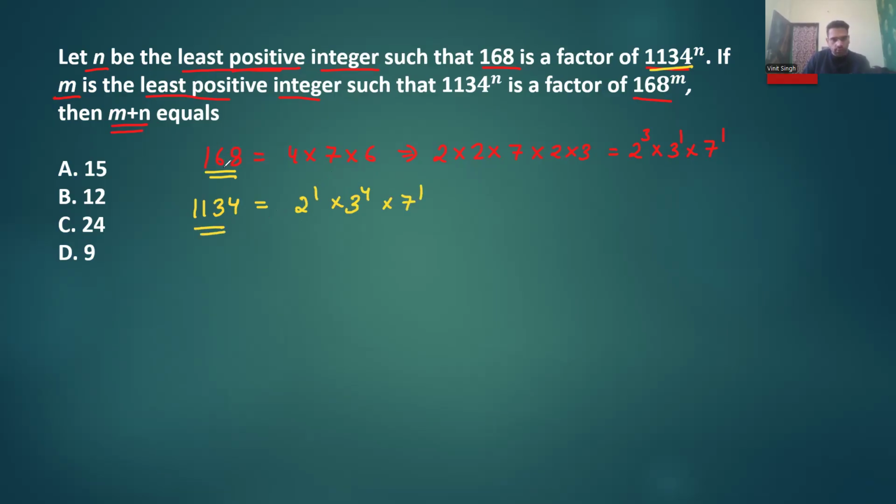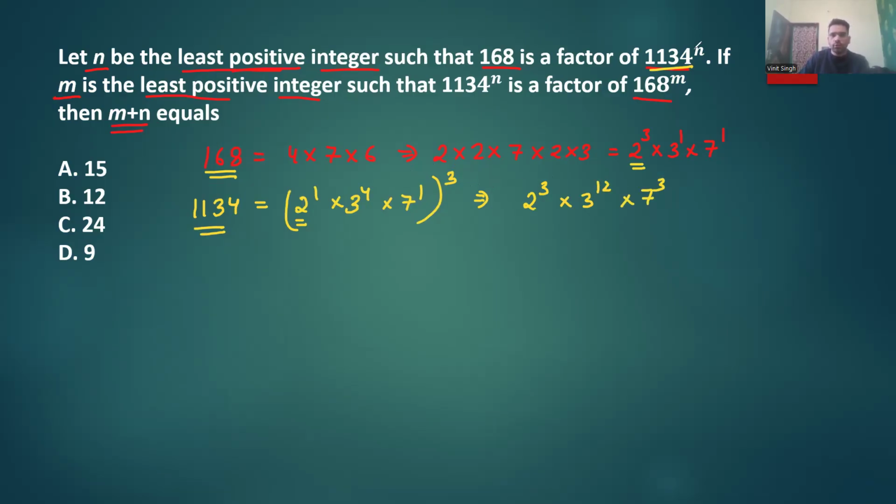Now 168 can divide the number 1134. But the power of 2 in 168 is 3, while here the power of 2 is 1. So we have to make the power 3, then it is divisible by 168. Otherwise, we can't divide 1134 by 168. If the number is divisible by 168, then the power of 2 must be at least 3. So we will cube it. So it becomes 2 power 3 into 3 power 12 into 7 power 3.